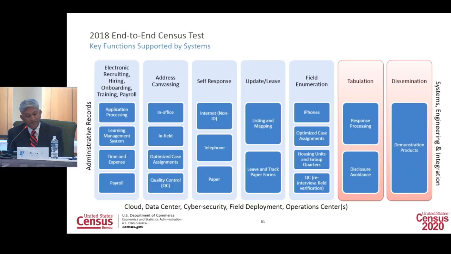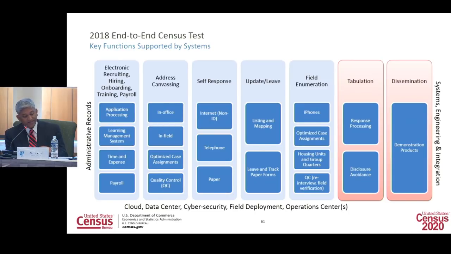We built processes using systems that minimize the use of paper, including for recruiting, onboarding, training, time and expense, and payroll. We established in-office address canvassing capability with more work being done in office than in the field, and are collecting or collected responses using three modes: internet, including non-ID, telephone, and paper. We conducted update leave operation in the field using the listing and mapping application that runs on Windows platform, just as we did for address canvassing in the field.